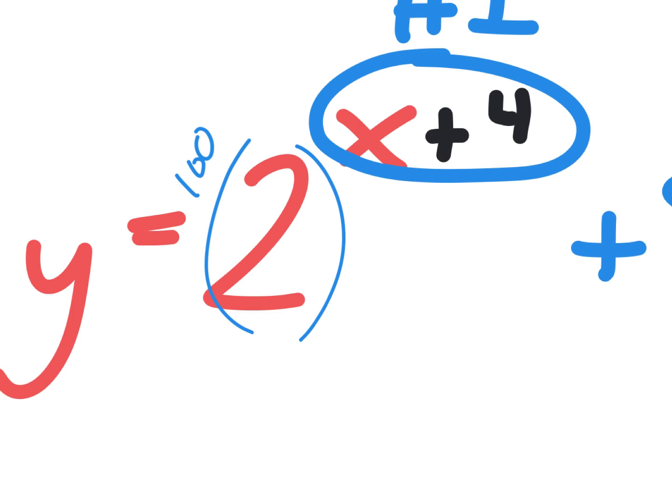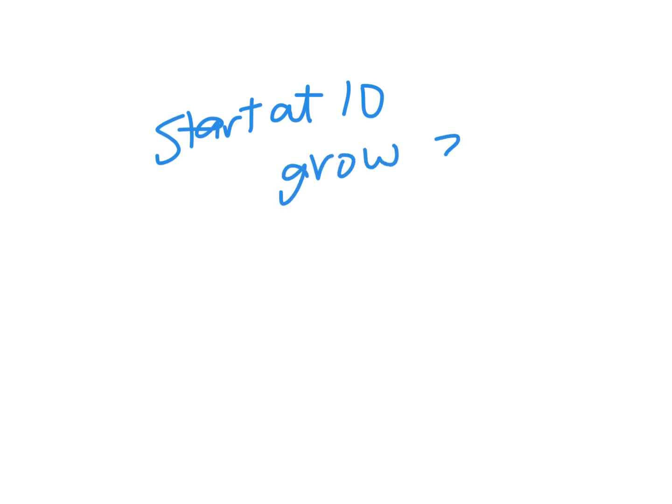So, can you give me an equation for this? Start at 10 and grow 20%. Well, I'd say start with y equals, well, I know there's got to be a 10 in it. Can you do the rest? Can you write me the equation that starts at 10 and grows 20%? Hint, if it's an exponential, it has an x in the exponent. That's the point of exponentials.